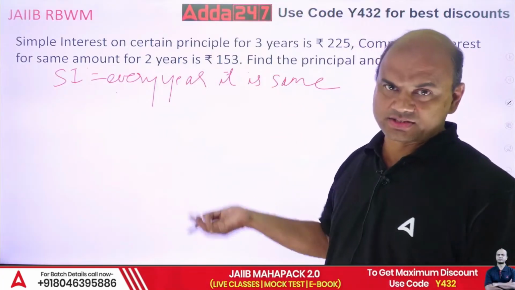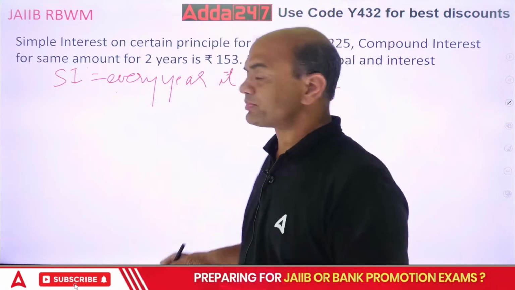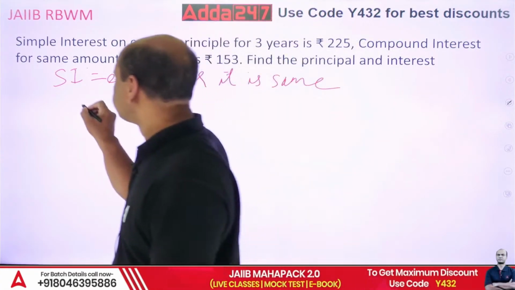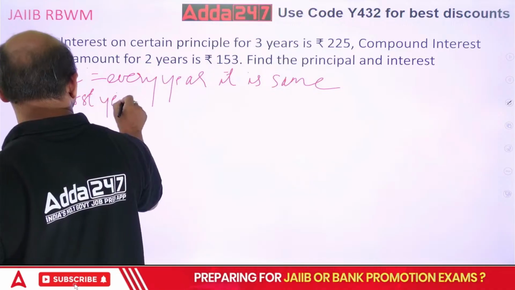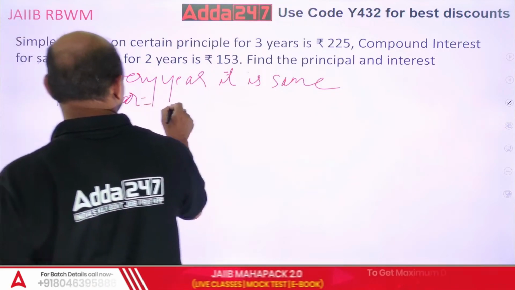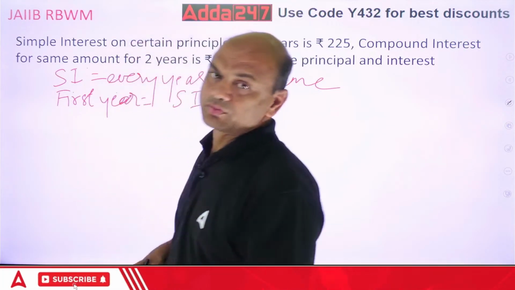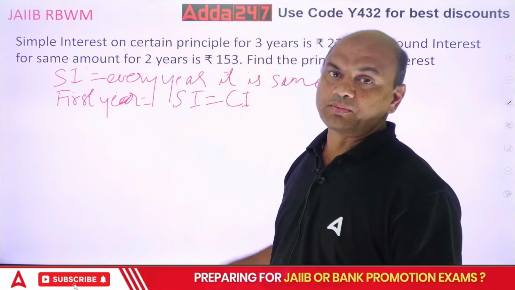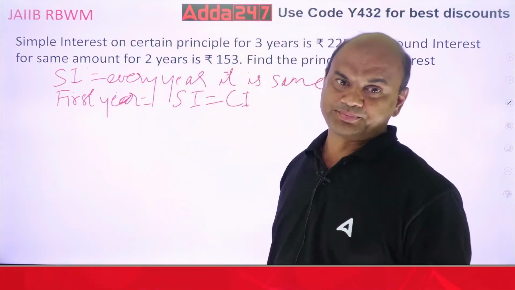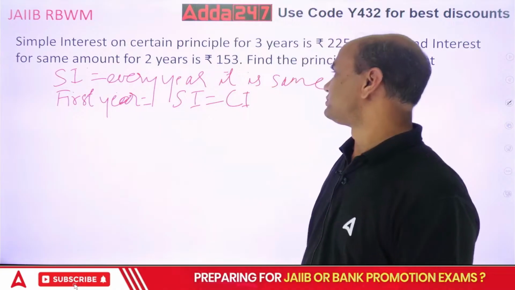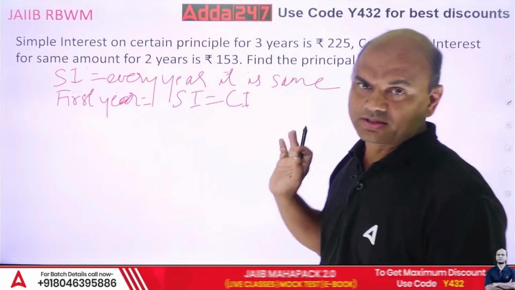Compound interest, it will change every year. First year both simple interest and compound interest will be the same. Kindly note this also. First year, SI equals CI, compound interest, for yearly compounding. I am talking about yearly compounding. If I am doing yearly compounding, then in the first year simple interest and compound interest will always be the same.